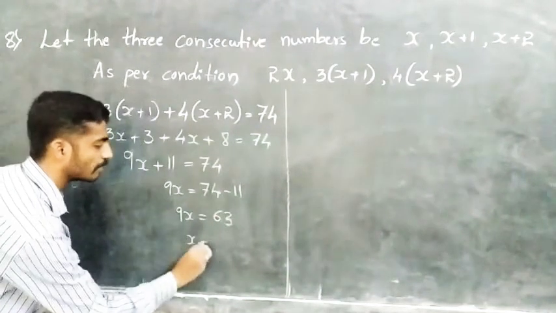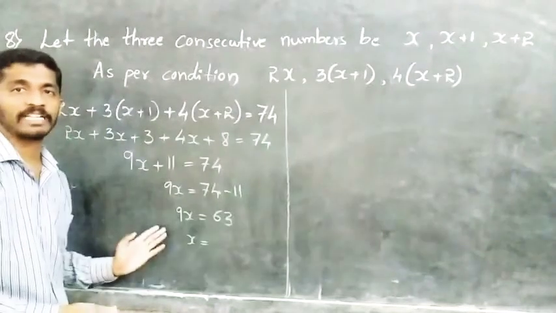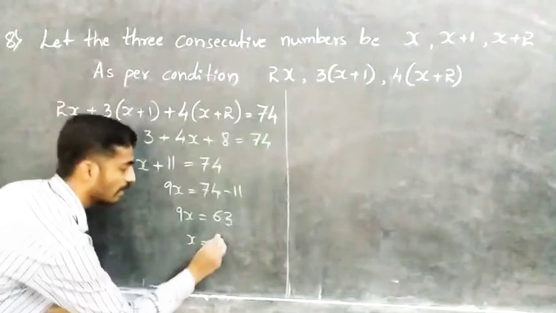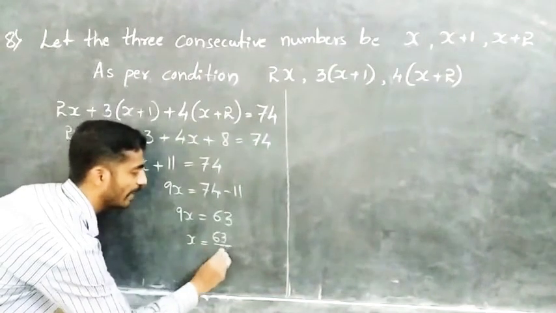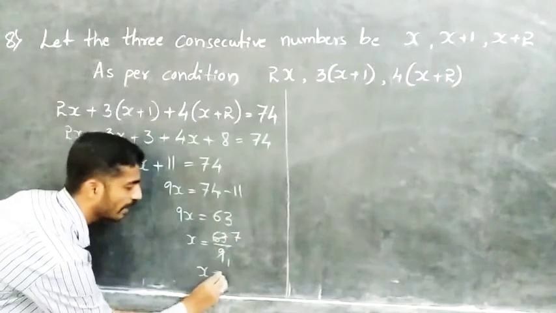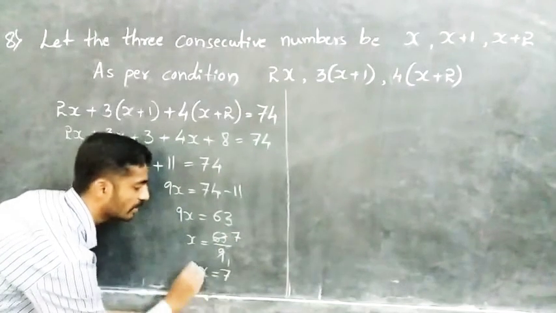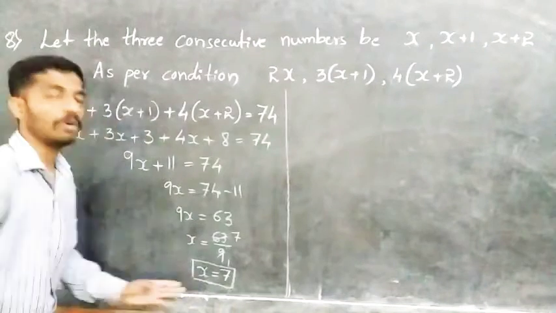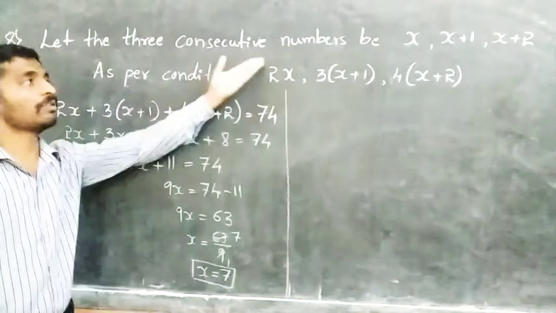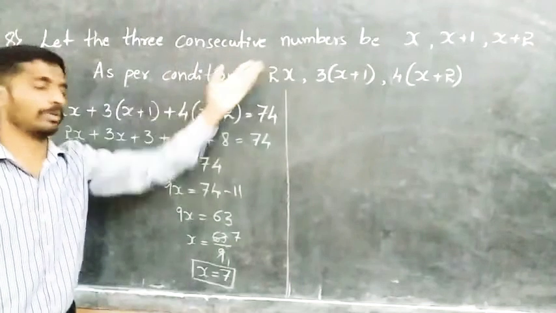Then what about the x value? Take the 9 to that side. Here 9 is multiplying, if I take it to the right side, it becomes division. 63 divided by 9. 9 sevens are 63. So we got x equal to 7. Now we got x equal to 7, which means our first number. Now you have to find the other 2 consecutive numbers.